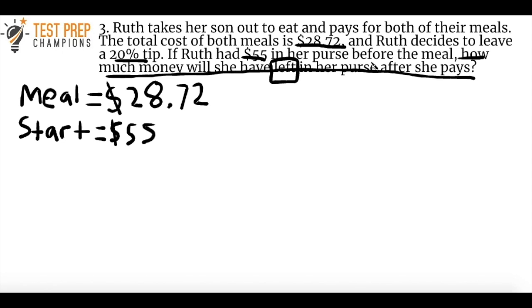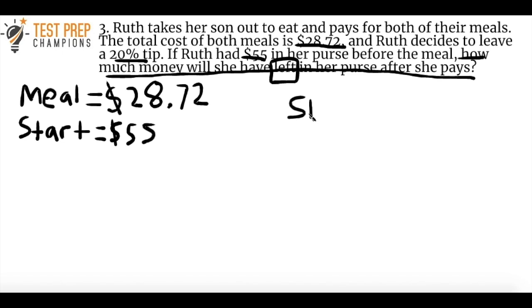So we can actually make an equation here for what we have to find. So we're trying to find how much money she's going to have left in her purse. So when you go to make your equation, you want to look at what you have to find. And so the first equation that you make is usually just going to be an equation that represents what you have to find. So that's another reason why it's so important to start by clarifying what you have to find. So we want to find the money left in her purse after she pays.